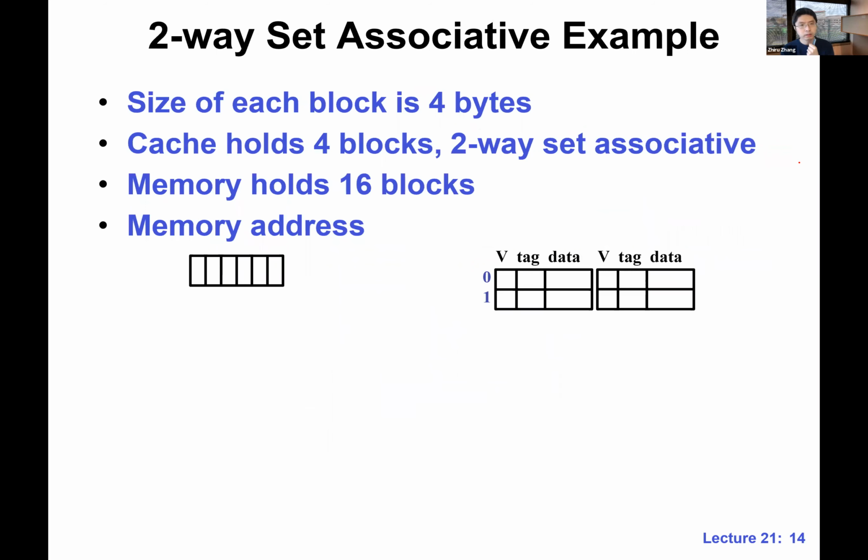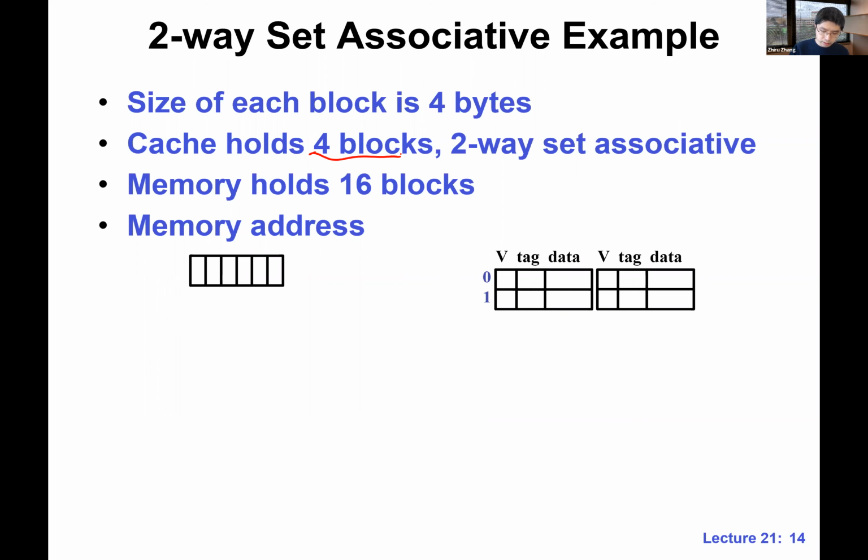All right, let's talk about the concrete example. Here's a simple case. We have a 2-way set-associative cache, and per block we have 4 bytes. The cache holds 4 blocks. What does this mean? First, how many sets do we have? I keep saying that for this kind of cache, the first thing you want to determine is how many sets we have.